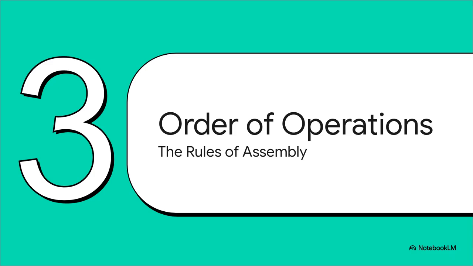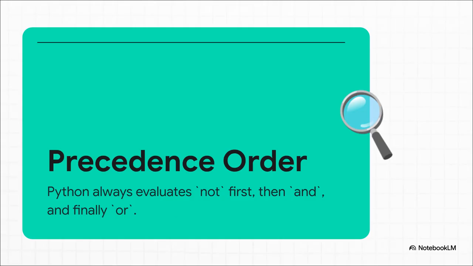Section 3, the order of operations. So we know what the pieces do, but what order do we put them together in? Well, just like in your old math class, there's a specific set of rules to follow. Remember PEMDAS? Please excuse my dear Aunt Sally? Well, Python has its own version for logic. It's super simple. Python always deals with not first, gets it right out of the way. After that, it looks for any and operators, and only at the very end, when everything else is done, does it finally look at or. So just remember, not, then and, then or.